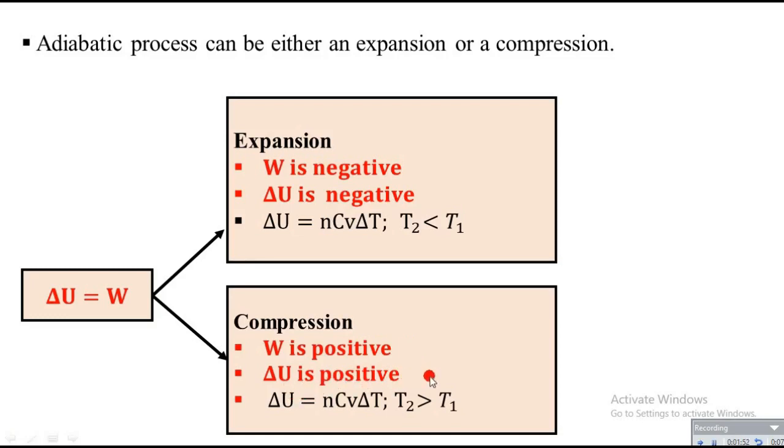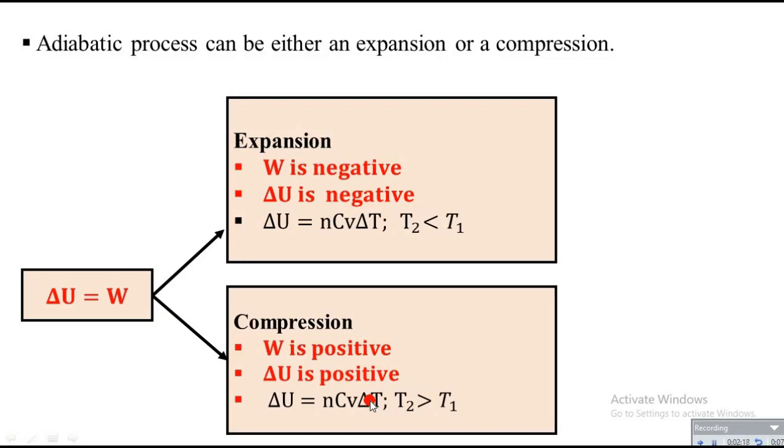That means dU, which is equal to nCv dT, is positive, so the temperature is increasing. The final temperature is higher than the initial temperature, so the change in temperature will be positive. In that case, we have the internal energy, which is positive. So far, an adiabatic process can be either expansion or compression.